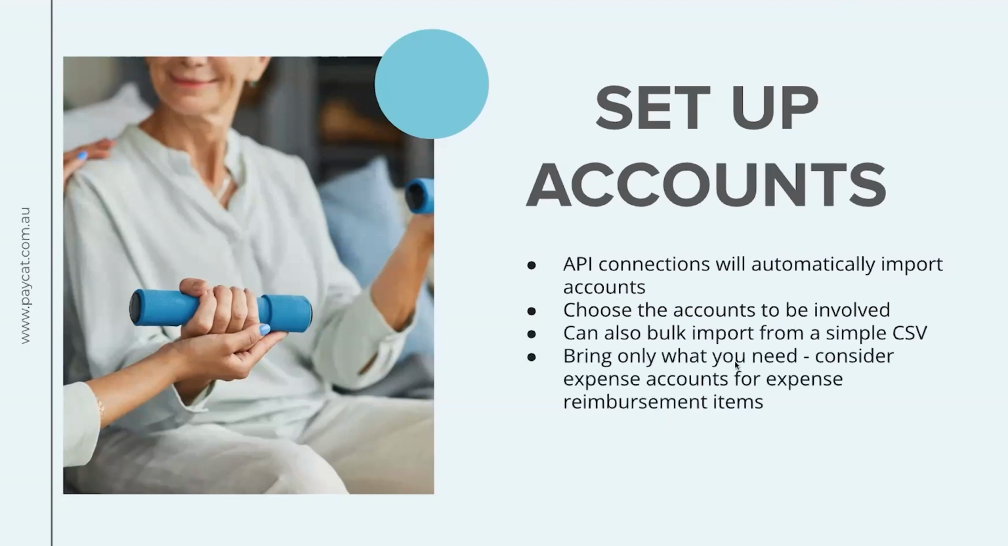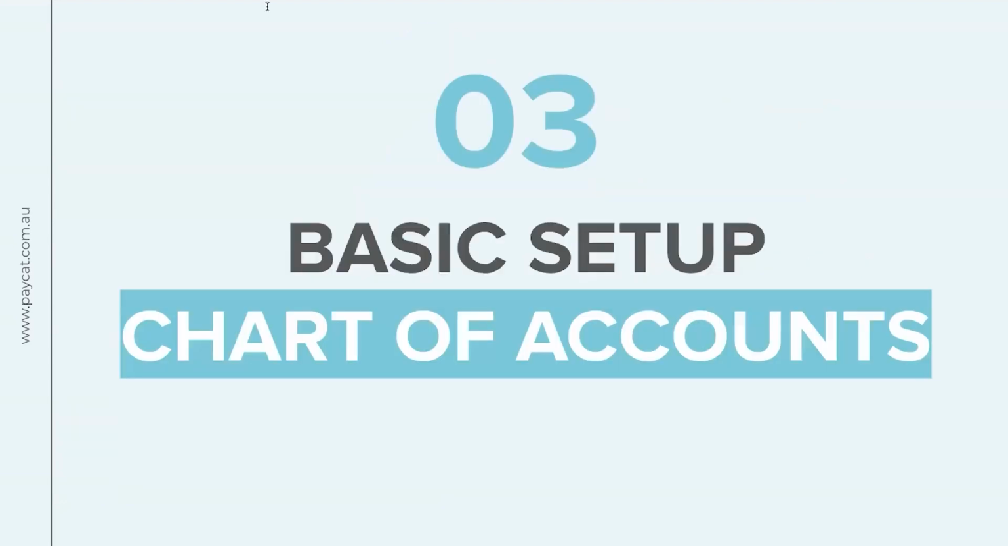So just consider whether you're going to bring in your whole chart of accounts or just the chart of account items that affect payroll. If you are going to condense it, just consider the expense accounts that might be involved in expense reimbursement. So if you were reimbursing your staff's phone bill, you might want to bring in telephone expense or something like that into that list. So we'll have a quick look at that.